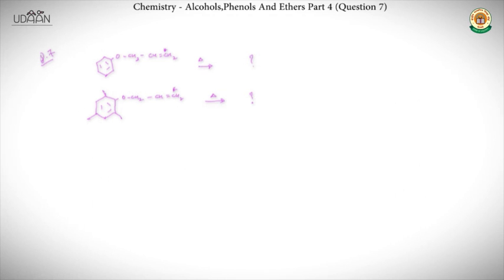Next we move to question number 7. In this question, a couple of organic compounds are given to us and they are heated strongly. So we need to predict what will happen when we heat them. Let us see what happens.